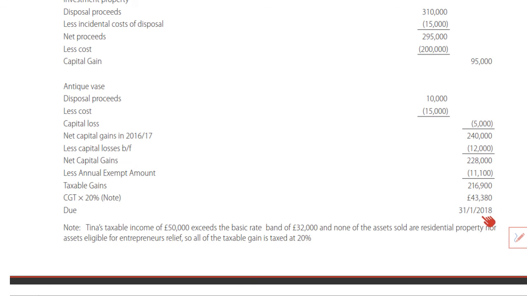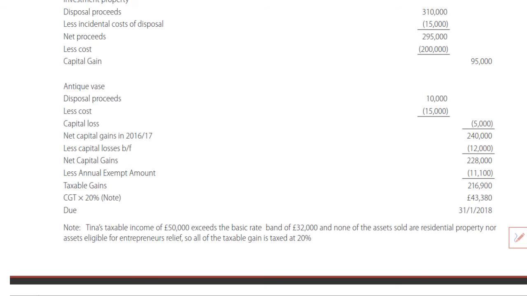Now, in this particular exercise, all of the assets that we've had to deal with in the year, the three assets, two of which gave rise to gains and one of which gave rise to a loss, they are all in that category of other assets, i.e. they are not residential property, they are not assets attracting entrepreneurs relief. Therefore, here, as the taxpayer is already a higher rate taxpayer, there is only one CGT rate, that normal asset higher rate of 20% there.